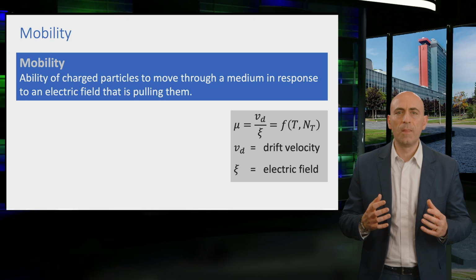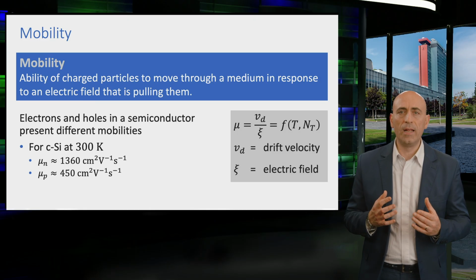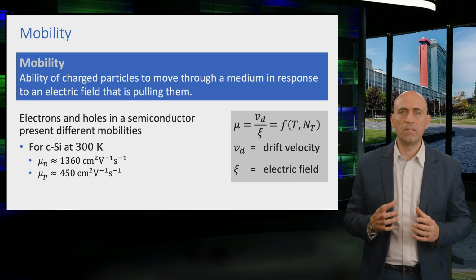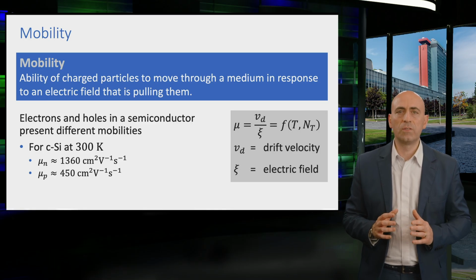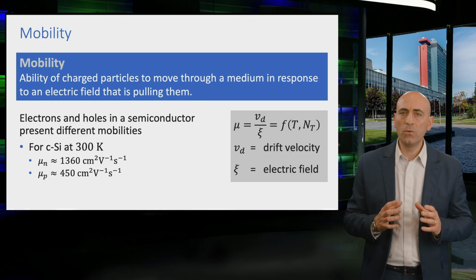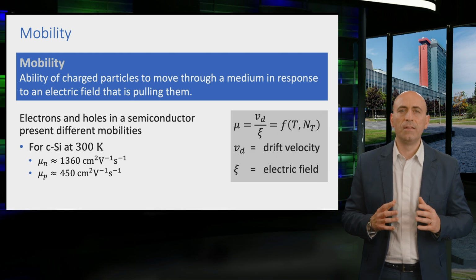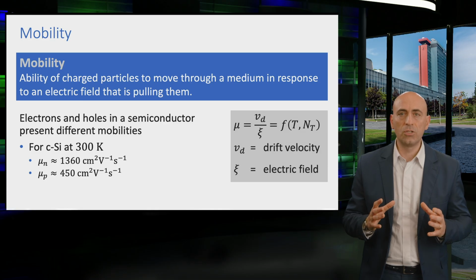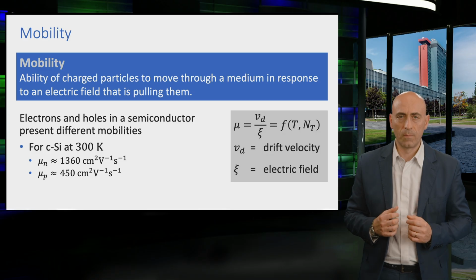The drift velocity is temperature dependent. And it is important to remember that even though electrons and holes are generated within the same semiconductor, their mobilities are considerably different. The mobility values for electrons and holes for crystalline silicon at room temperature are given here. You can note that the mobility of electrons at room temperature is 3 times higher than that of holes. This means that under the same electric field conditions, electrons will move faster through the silicon material than holes.